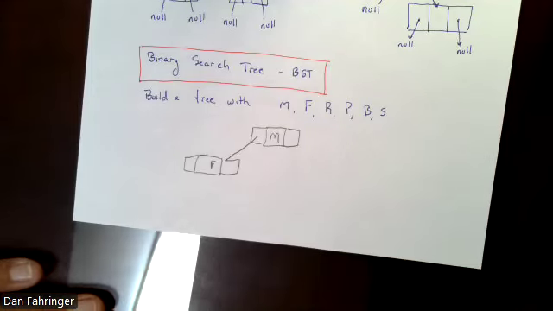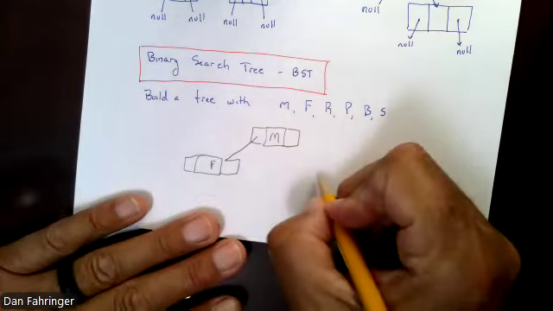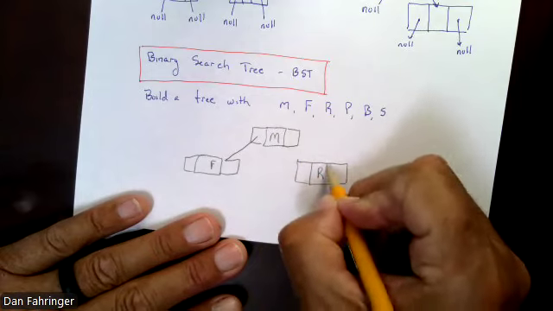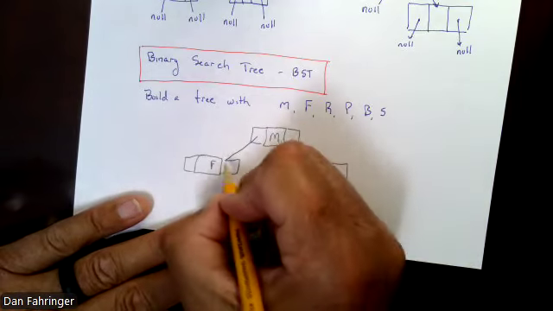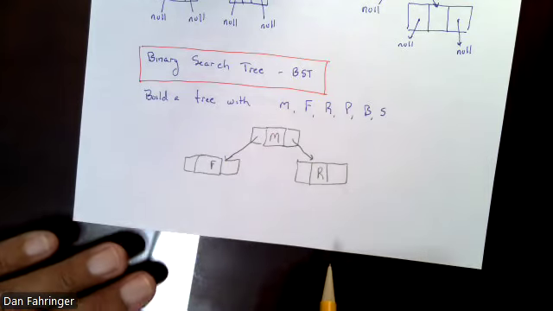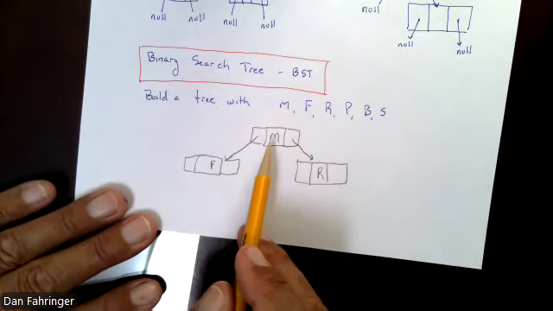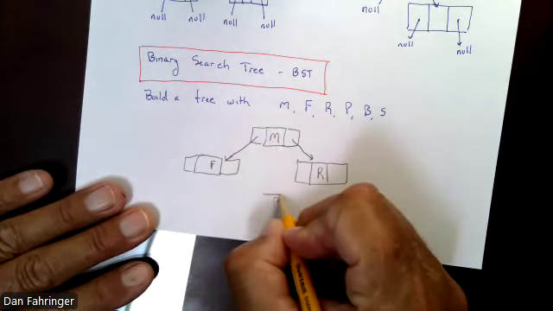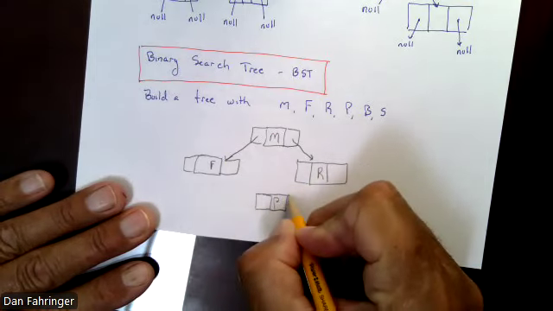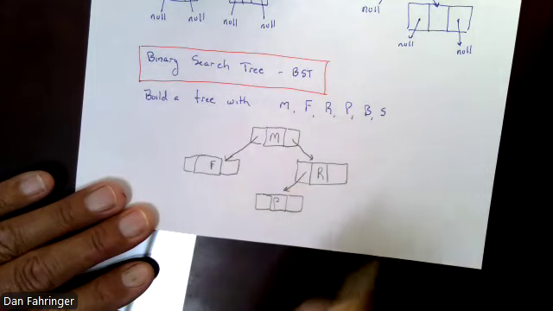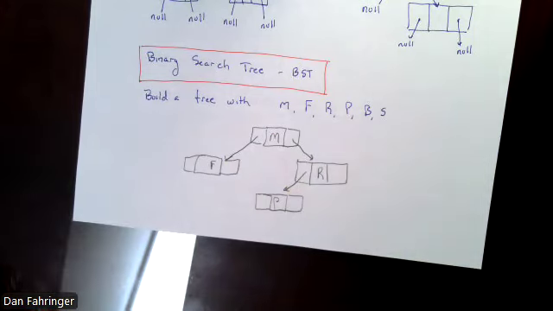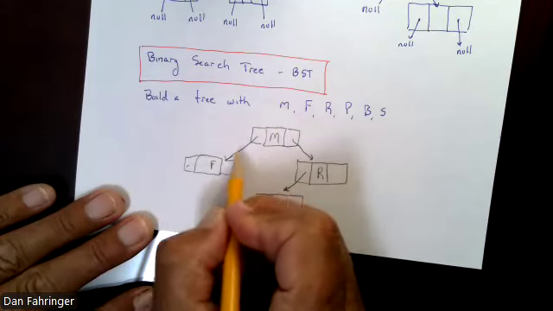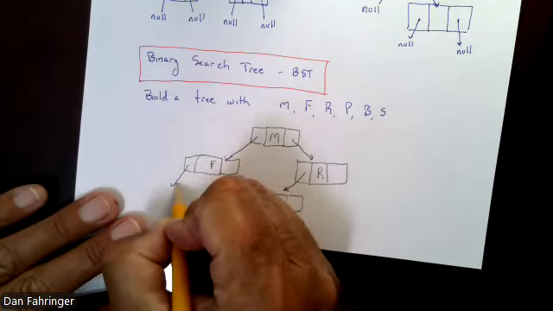Wow, that's really sloppy. R. R is going to go to the right of M. P. Well, that's greater than M. That's also less than R. So P is now on this third level. I have a B. It's to the left of M. It's to the left of F. And now I can put it in.